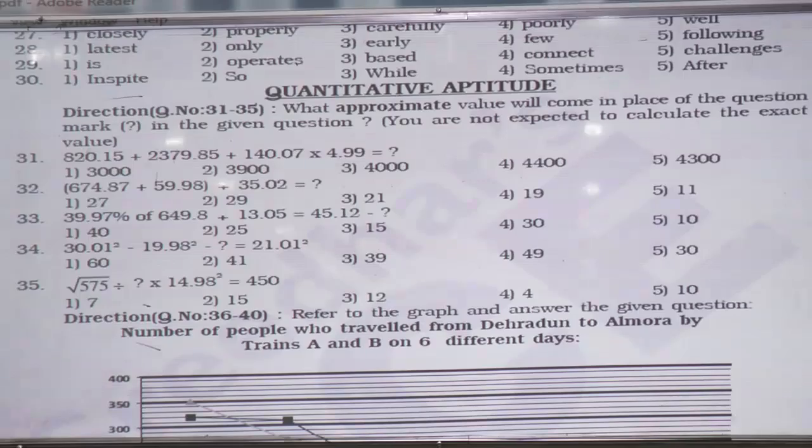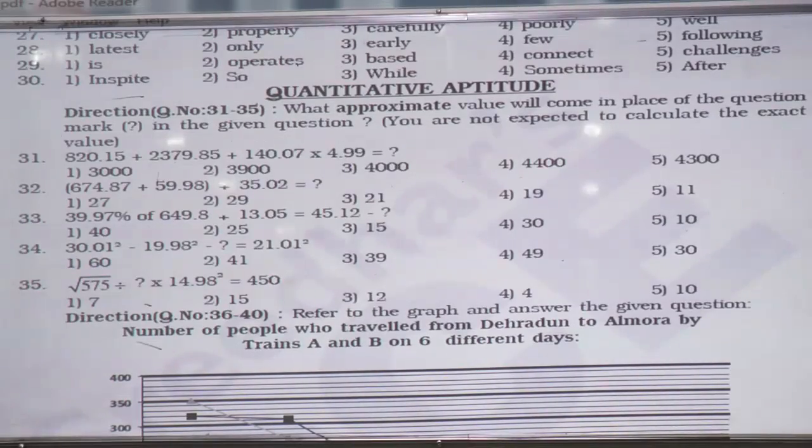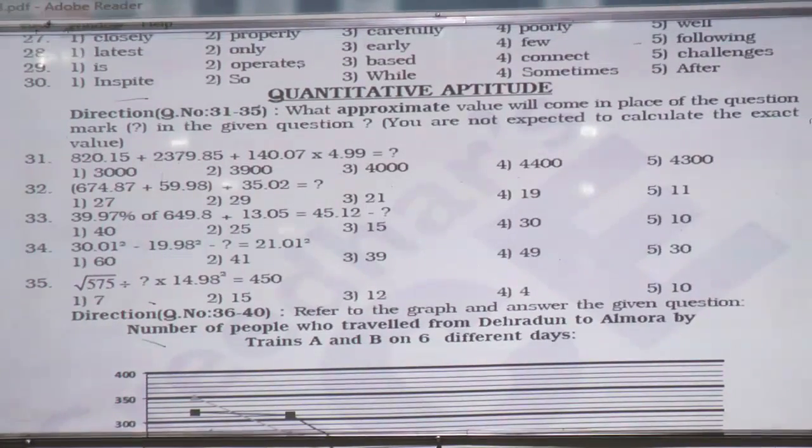Next 36 to 40. Number of people travel from Dehradun to Almora by trains A and B in 6 different days. 6 days, and then for every day you have 2 numbers. So it's all about 12 numbers. Should be easy. So all 5 questions are based on only 12 numbers. 41 to 45 number series anyway.